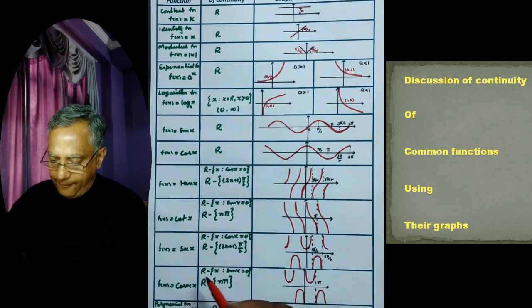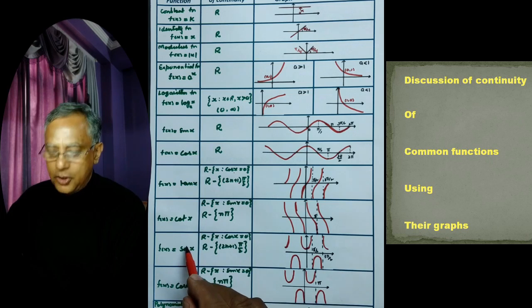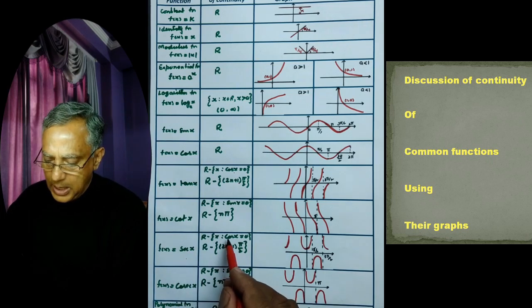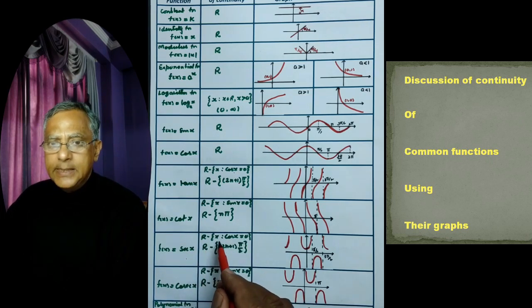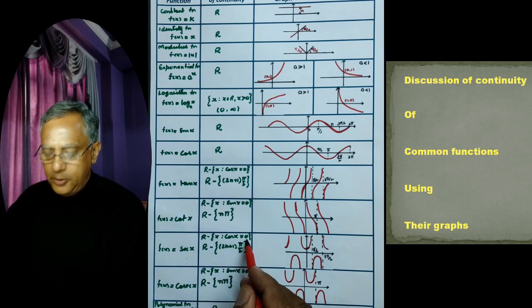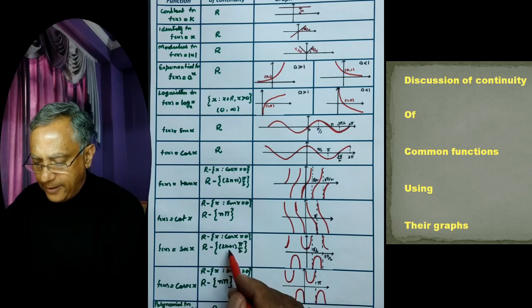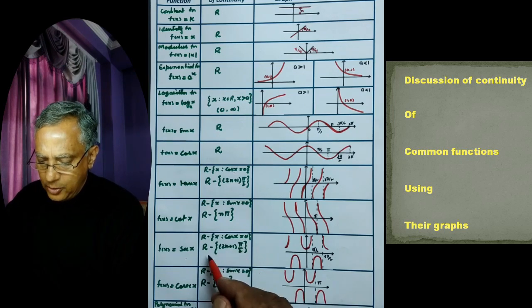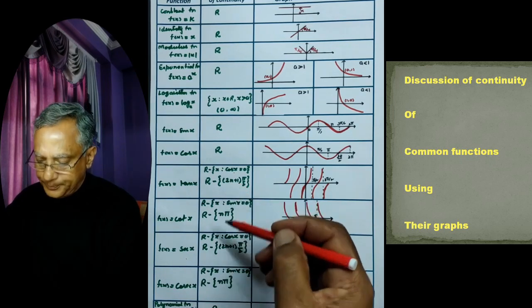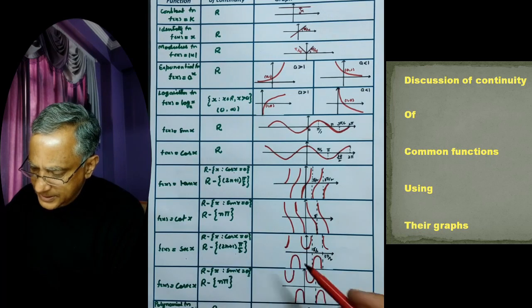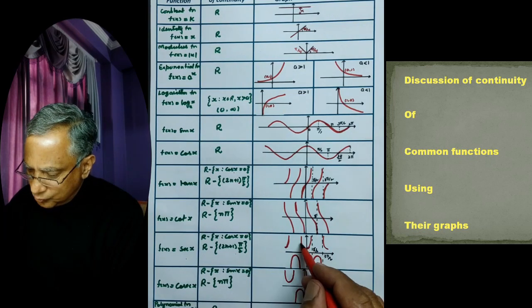And next is f(x) equal to secant x. This is 1 over cos x. The denominator should not be equal to 0. So it is R minus x such that cos x is 0. This will be the domain. Cos is 0 at odd multiples of pi by 2, so we will have this as the domain, same as this. And the graph is this.